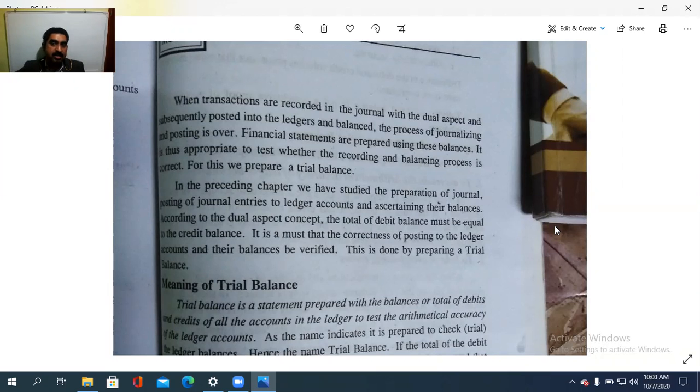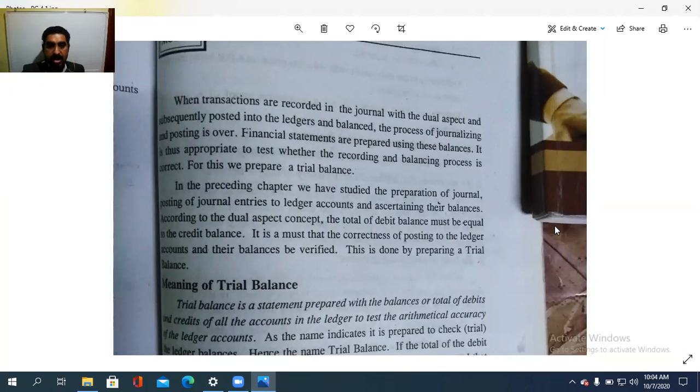So preparing a trial balance means balances extracted from the books of accounts, whether on the debit side or the credit side, put them there, and if both the sides are equal, we are assured that we did the ledger accounts in the correct way. So that is the surety. That is why we prepare it, to get arithmetical accuracy.